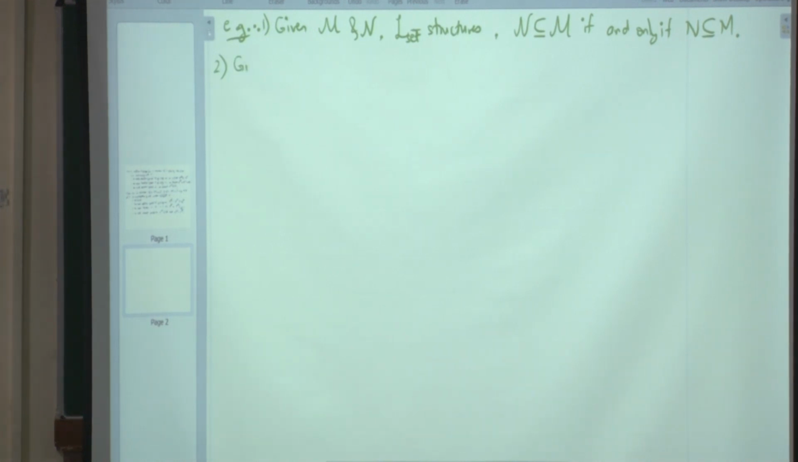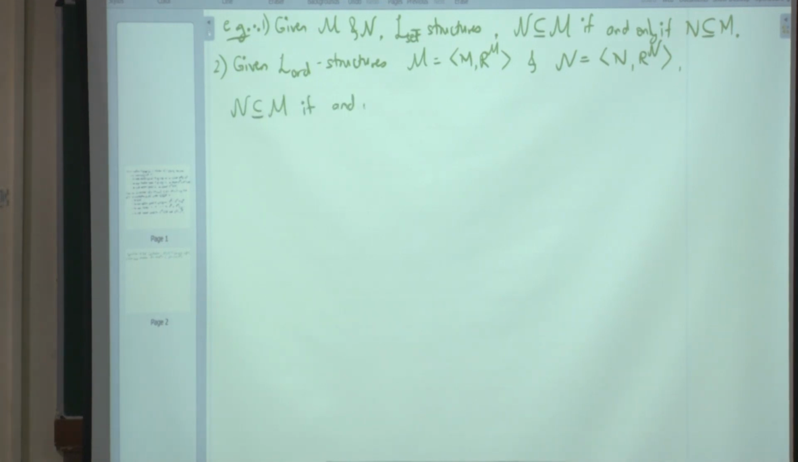Now, given L-order structures, M equal to (M, R^M) and N equal to (N, R^N), N is a substructure of M if and only if N is a subset of M and R^N is equal to R^M intersection N squared. It is a binary relation symbol, N squared.